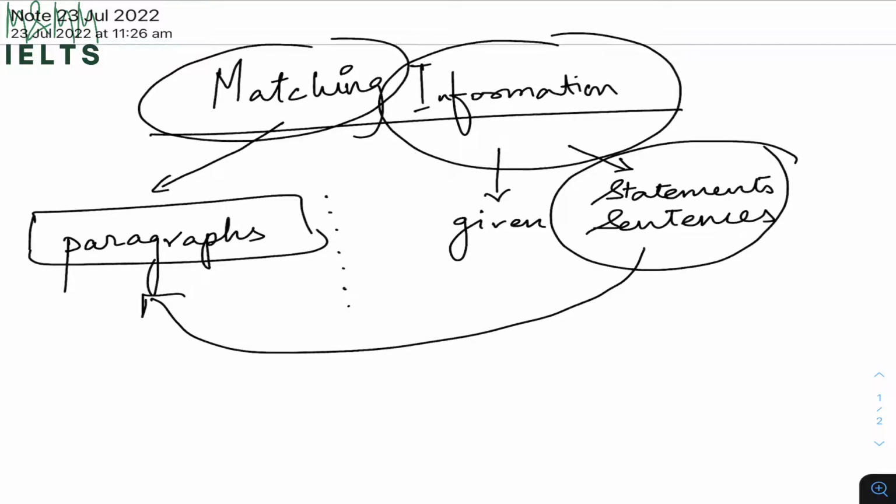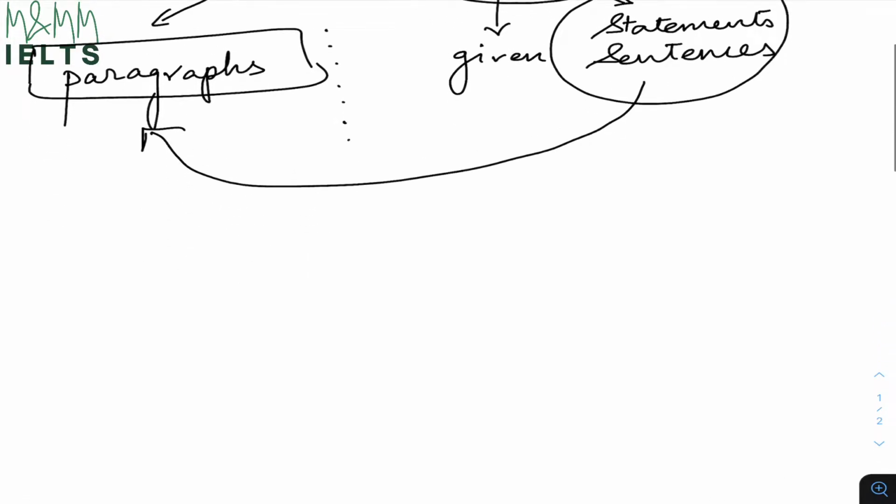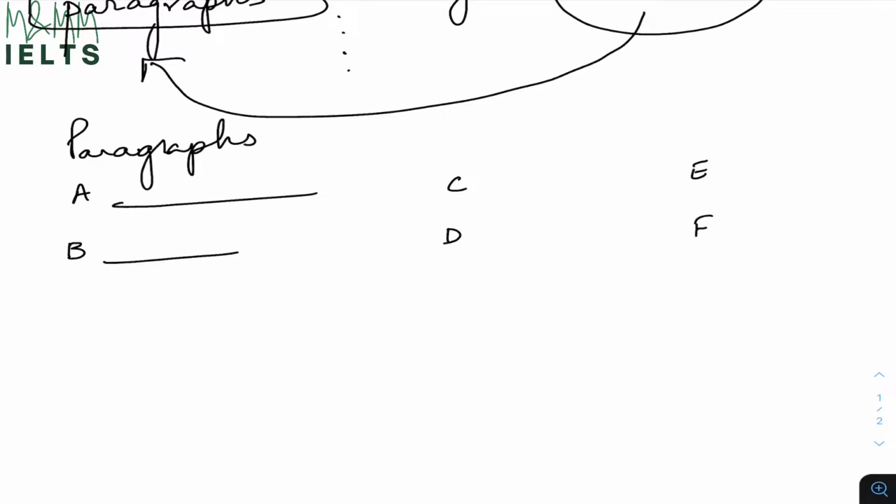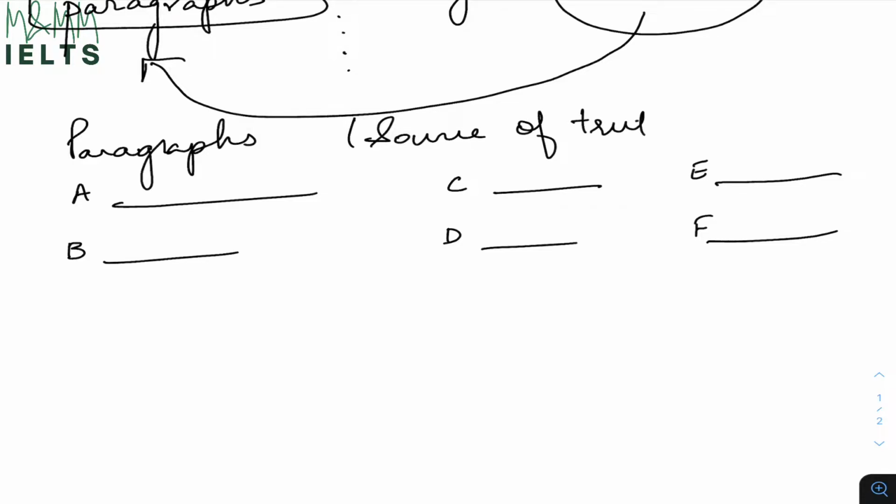This is our job. Now what happens in the exam is, first things first, they will give you a few paragraphs. Let's say I have paragraphs A, B, C, D, E and F. I have been given 6 paragraphs. This is basically my source of truth, because this is where I will find out which sentence belongs to which paragraph. So these are my paragraphs.